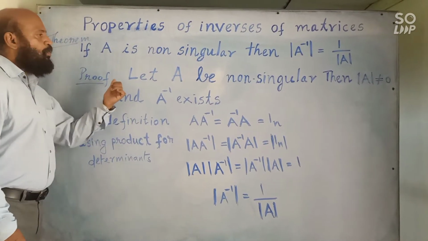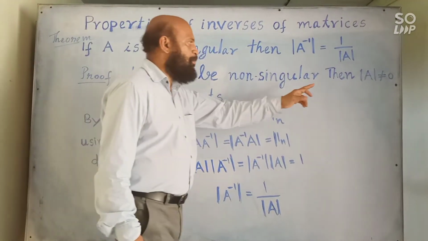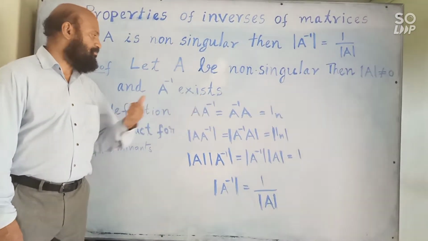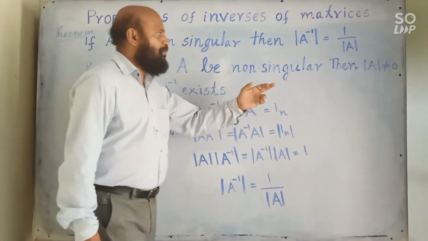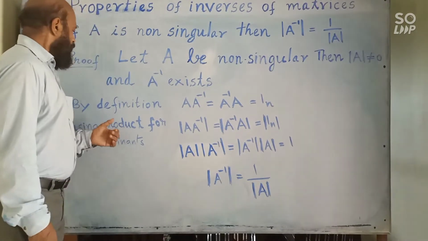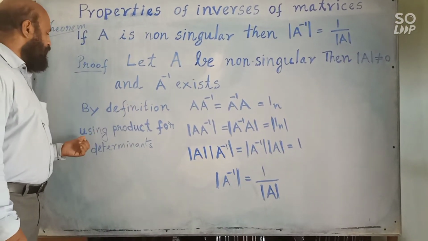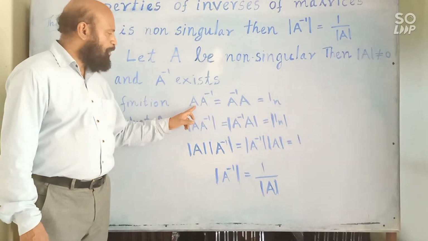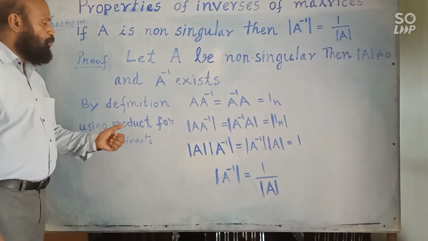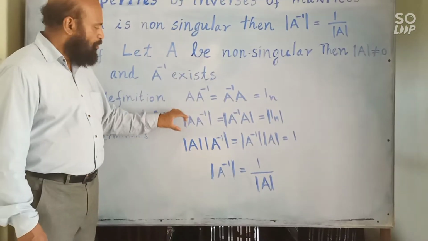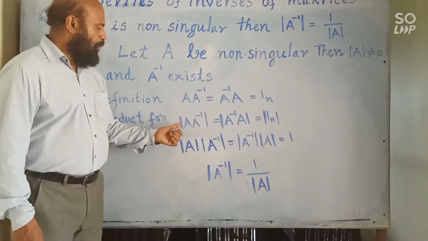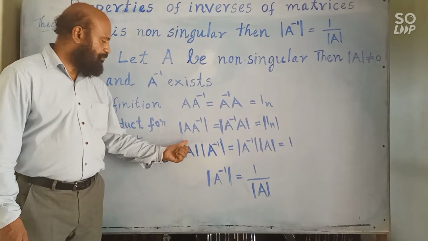Let A be a non-singular matrix, then determinant of A will not be equal to 0 and A inverse exists. Whenever determinant of A is not equal to 0, A inverse exists. Now, by definition, we can write like this. A matrix multiplied by its inverse gives the identity matrix. Now, take the determinant of all the terms, and using the product rule, we can write like this.